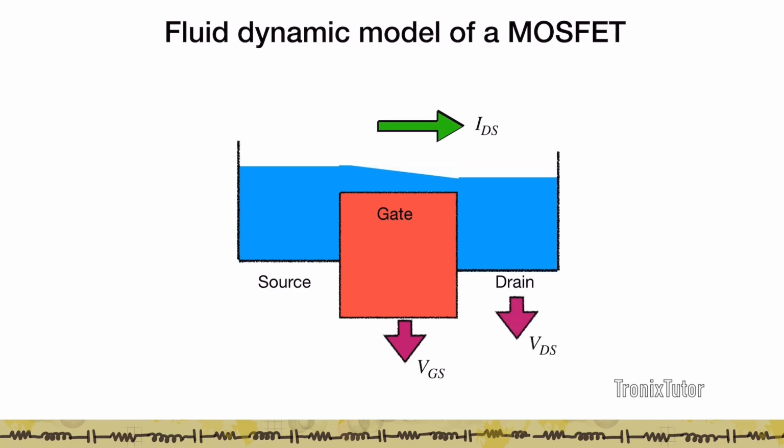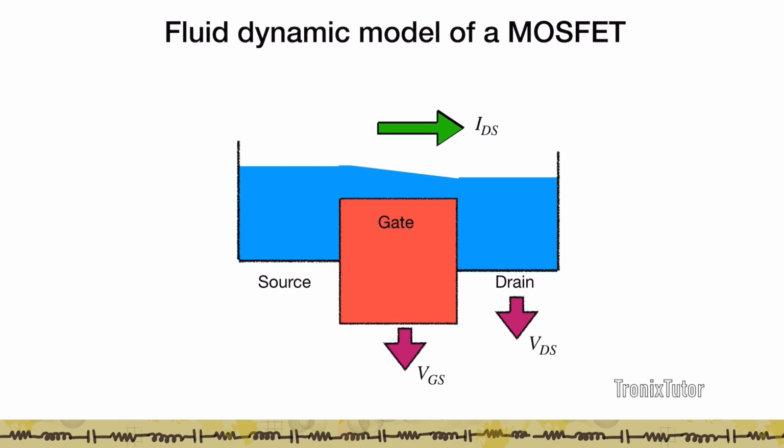So if I now apply a positive voltage on the drain, I now have created a level difference between the source and the drain, and hence water flows between the source and drain. I can treat that as the current.